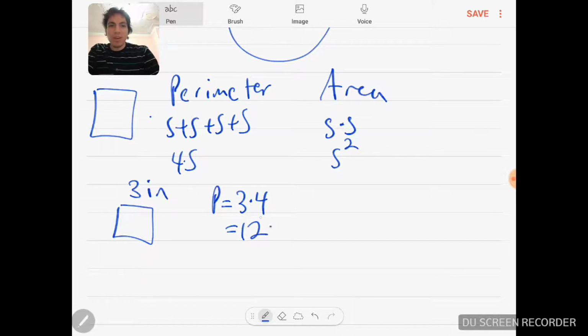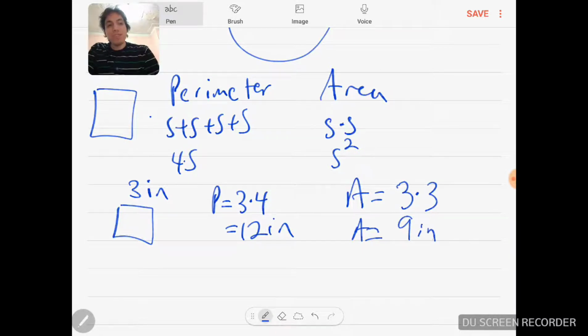Let's give it a unit, inch. And the area of this square of 3 will be 3 times 3, or basically A would be, oopsie, let's put 3 again. 3 times 3 is 9 inches. So remember, perimeter means it sums up all the sides of the polygon, and the area is inside the polygon. So it's like this shaded region here you're looking for area.